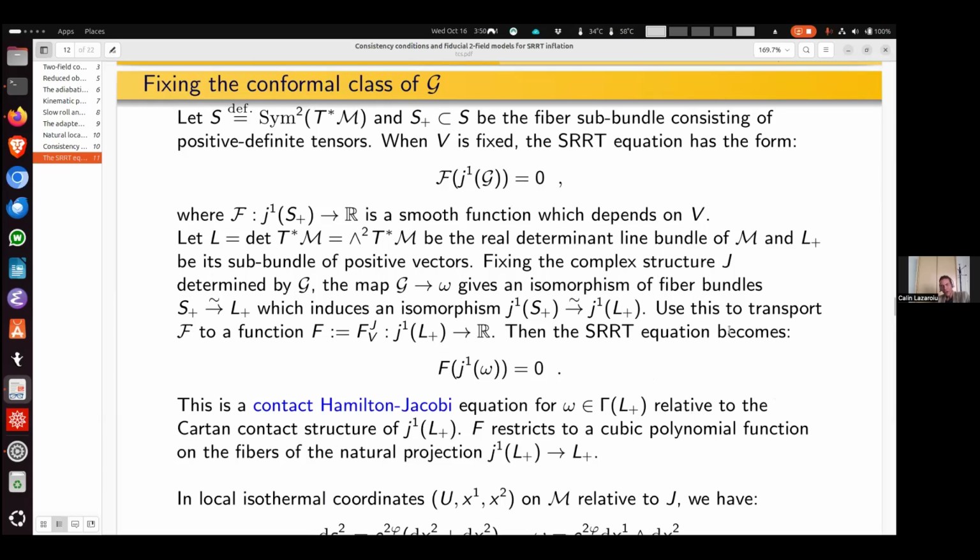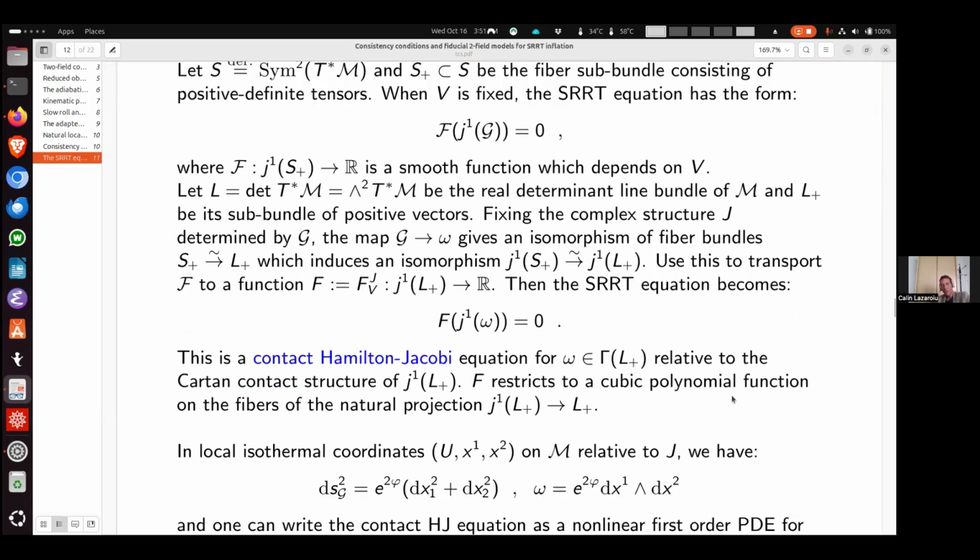So fixing the complex structure J determined by G, you can show that the map which takes G into its volume form, omega, gives an isomorphism of fiber bundles from S plus into L plus, which induces, of course, an isomorphism between the first order jet bundles, J1 of S plus and J1 of L plus. Using this isomorphism, you can transport this function F to a function Roman F, which depends on J and depends on V. J was the complex structure determined by the conformal structure of the metric, which is a function defined on the first order jet bundle of L plus with values in R. And the SRRT equation becomes this Roman F of J1 of omega is equal to 0.